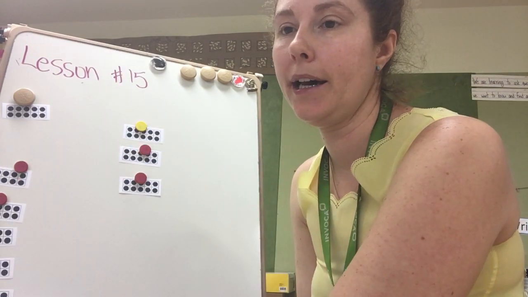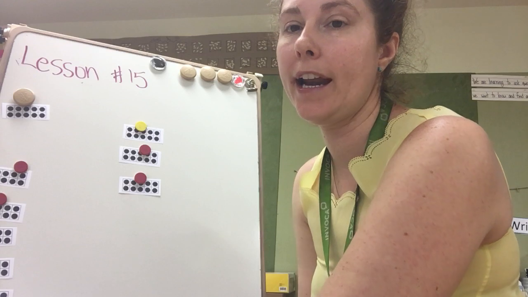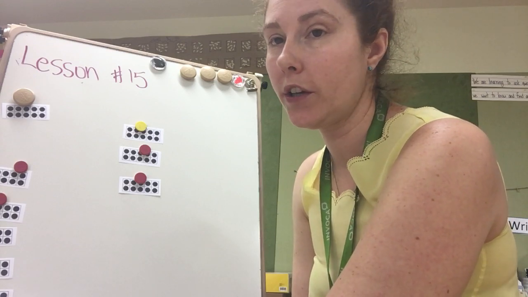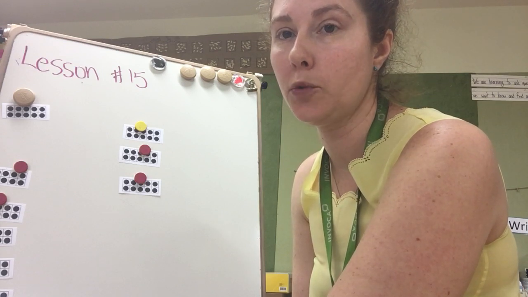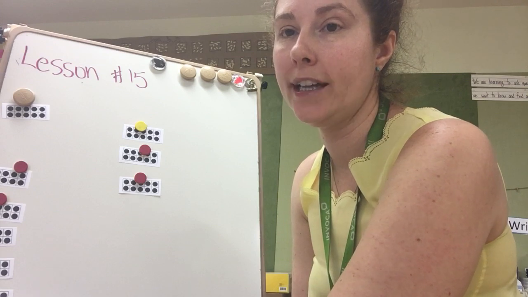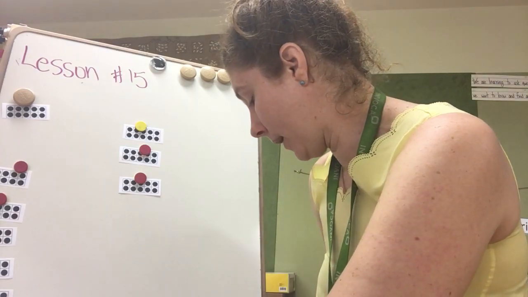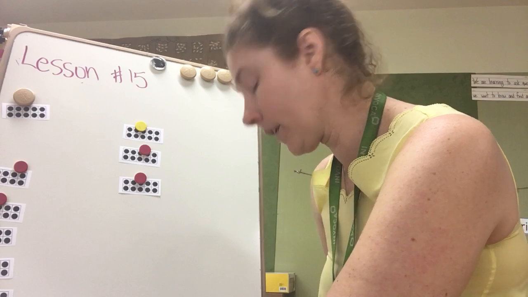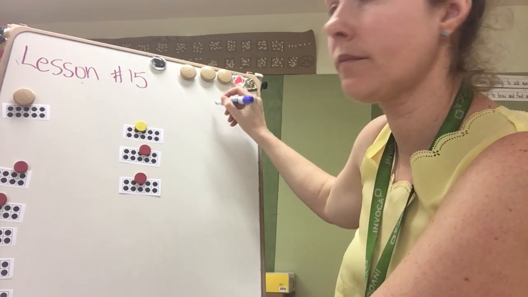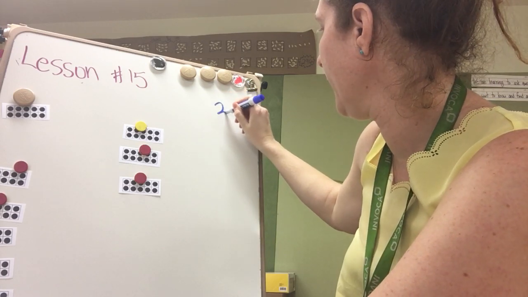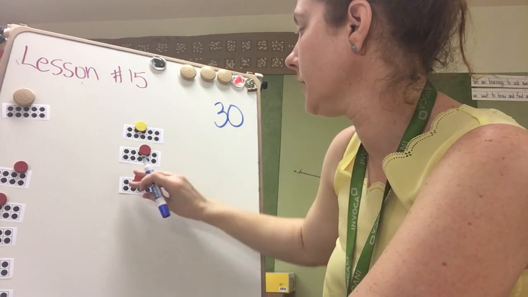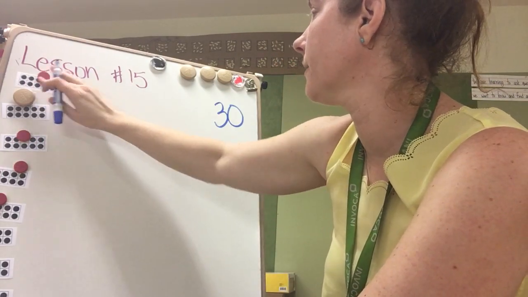I put out some 10 frames. Look at it for a minute and figure out the value of this. You can count it 2 ways. You can count it regular way by tens, 10, 20, 30. You could do it the say 10 way, 10, 2 tens, 3 tens. Either way you count it to get to the total, I want you to then write that number. So we write 3, 0, 30. Awesome. Okay, let's try it again.